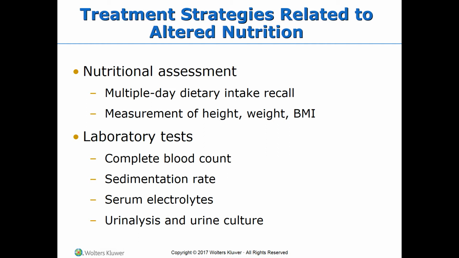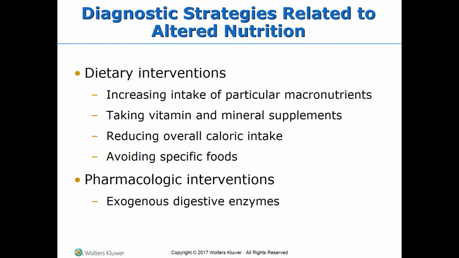You can also perform a sedimentation rate test, which also tells you if the person has low levels of red blood cells. You can also assess the levels of electrolytes, and you can perform a urinalysis and urine culture.